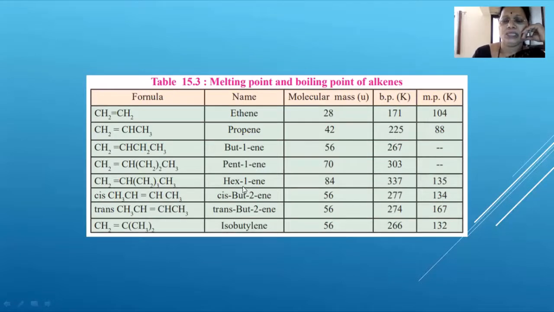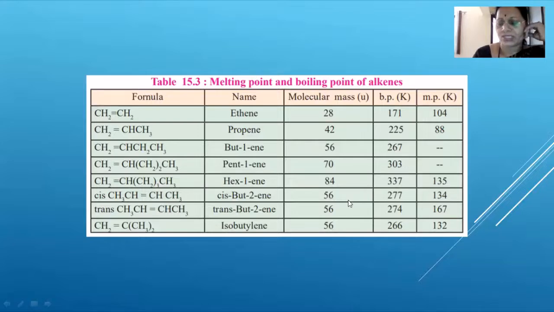आता इथे तुम्ही सिस आणि ट्रान्स जर का पाहिलं तर सिसचा बॉइलिंग पॉइंट हा जास्त आहे, ट्रान्सचा कमी आहे, बिकॉज ट्रान्स इज स्टेबल. तेच तुम्ही आयसोब्युटायलिन पहा, ब्यूट 1 ENE आणि आयसोब्युटायलिन मोलिक्युलर मास सेम आहे, सिस ब्यूट 2 ENE, ट्रान्स ब्यूट 2 ENE, molecular mass is same but their boiling points are different. Okay, so branch chain alkene has lower boiling point than straight chain alkene.